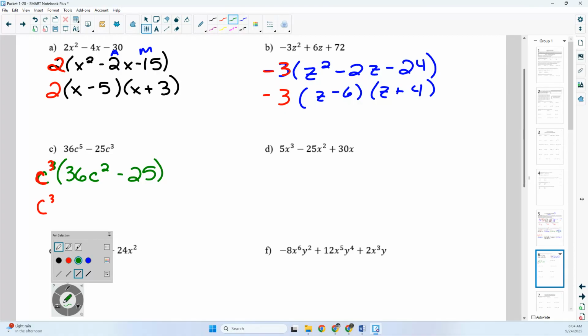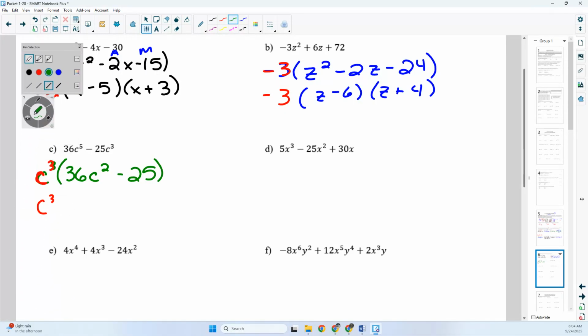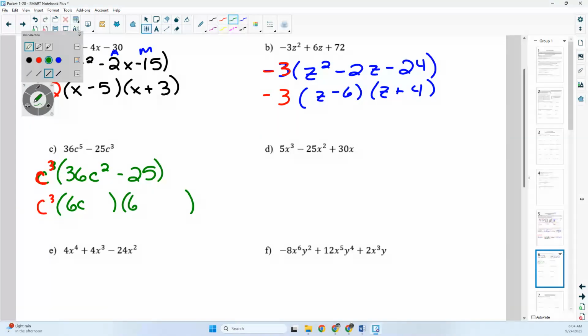So looking at this, I have 2 terms, and I've already taken out the GCF, so something that I am going to want to check is difference of perfect squares, which I do have here. So that's going to be 6c in the front, and then plus 5, minus 5, and then that one is fully factored.